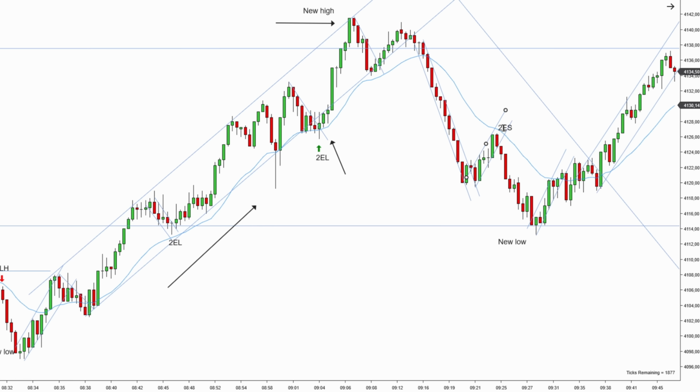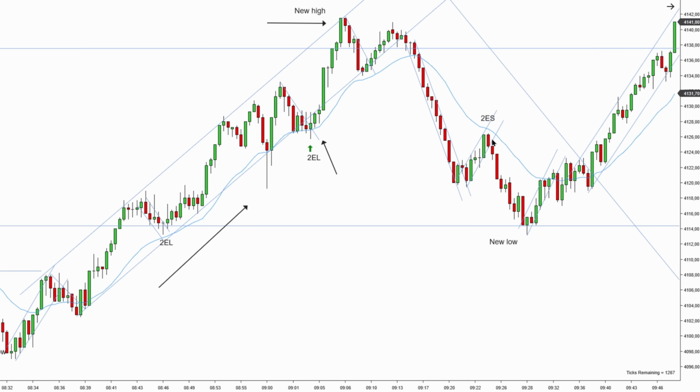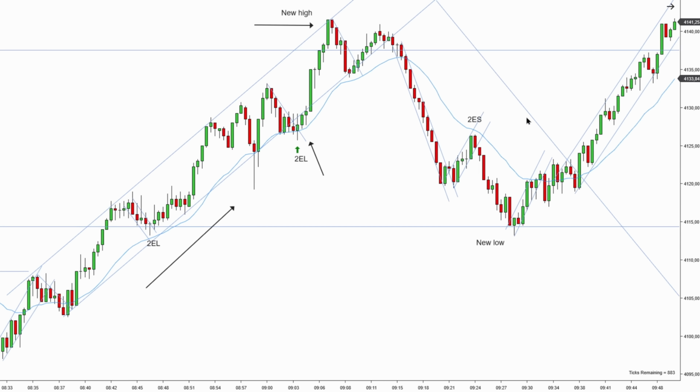So we have a second entry short, a two-legged pullback. But notice it is not quite close to EMA. There's still room. The shortened uptrend is still in play, and the downtrend had a break and a new low. I feel it is a little bit aggressive. It is a nice bearish bar, but still, there are a lot of factors going against the price action rules for me to take this trade. So I'm not going to mark it.